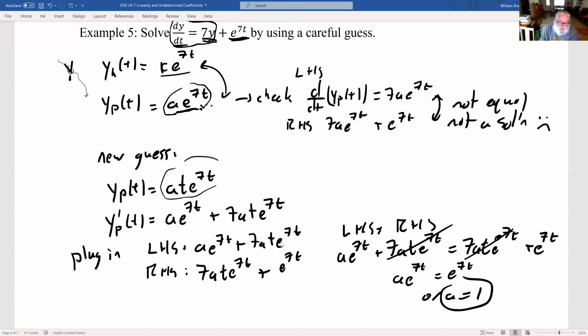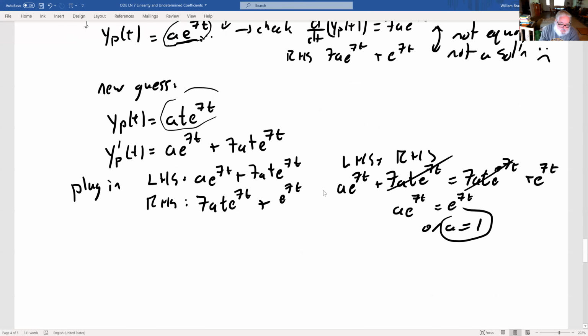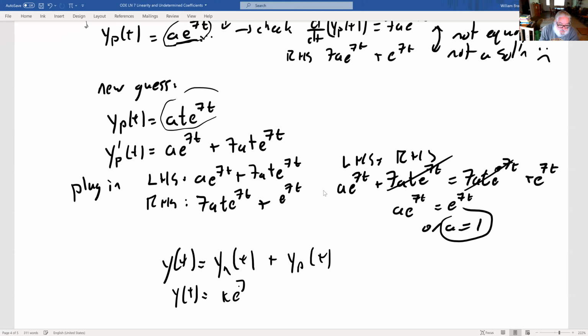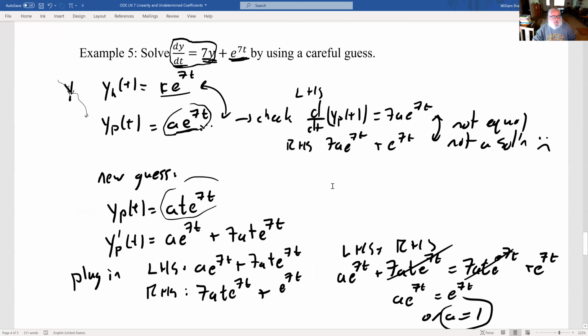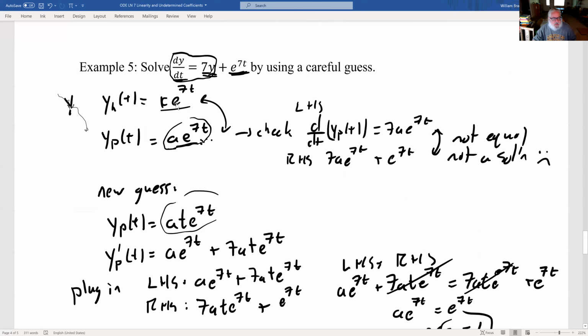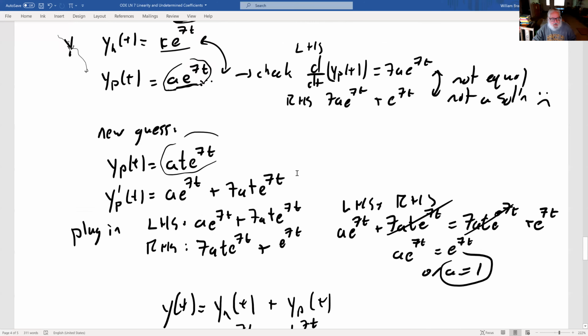equals 1. So the solution then here is the homogeneous solution, which is k e to the 7t, plus our particular solution. Homogeneous plus our guess, which is the particular solution. And this was k e to the 7t plus t e to the 7t. And that gives us our solution to this equation. So you have to be a little bit careful. If your solution matches your homogeneous equation, you have to multiply by t and try again.